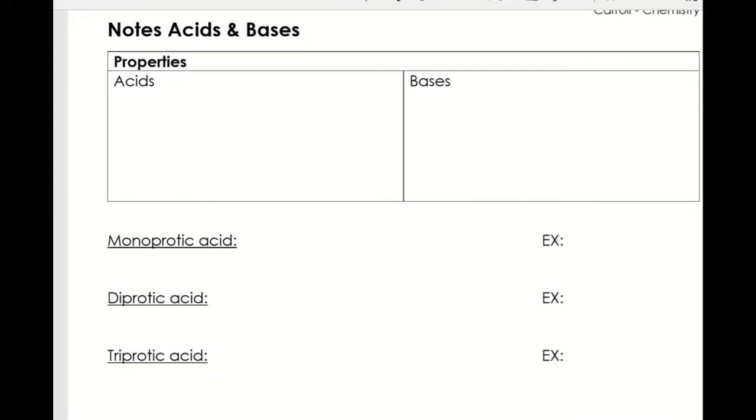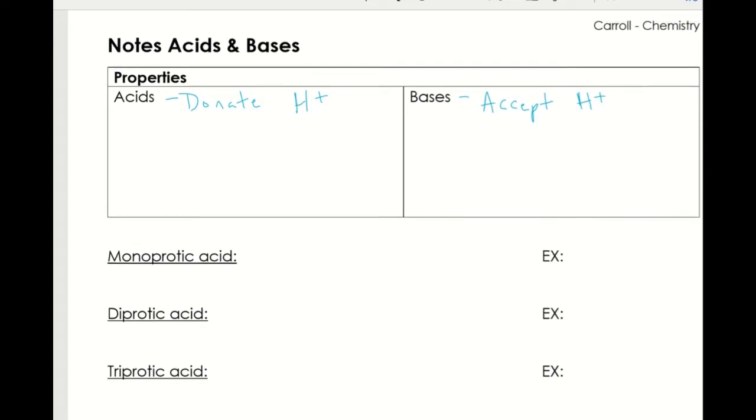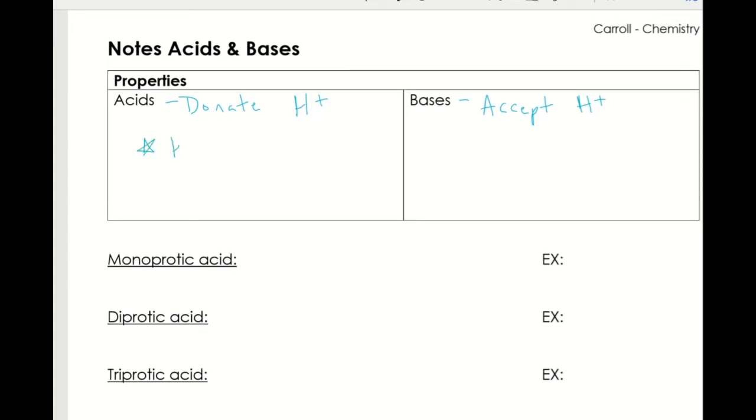This video is about acids and bases and how to classify them. So first thing is that acids are things that donate hydrogens. And bases are the opposite. Okay, acids and bases are kind of like a yin and a yang. So acids will donate and the bases will accept those hydrogens.